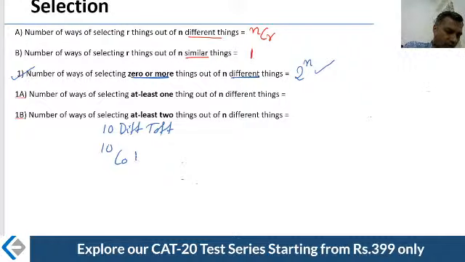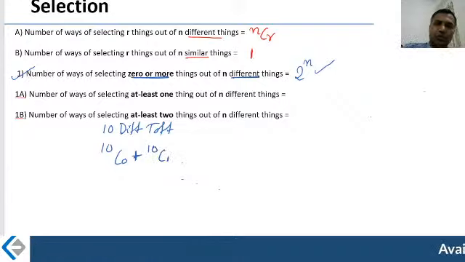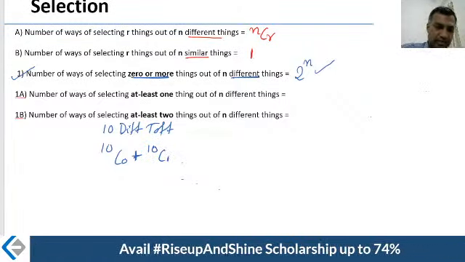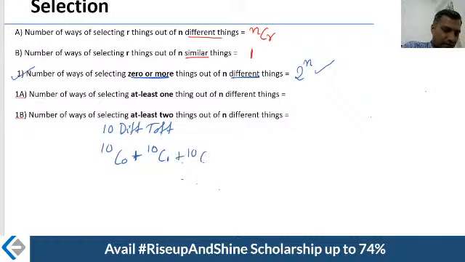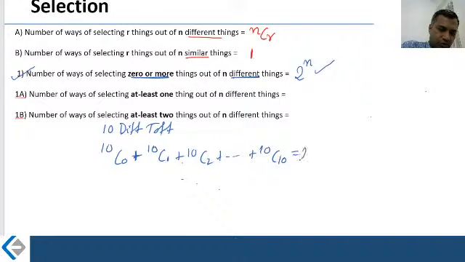10C0, or you may select one toffee. The point is which one. If you're selecting one of them, then which one? 10C1, the next one 10C2, and so on. You may decide to take all 10 of them. When you write 10C0, 10C1, 10C2, up to 10C10, this becomes 2 raised to power 10.